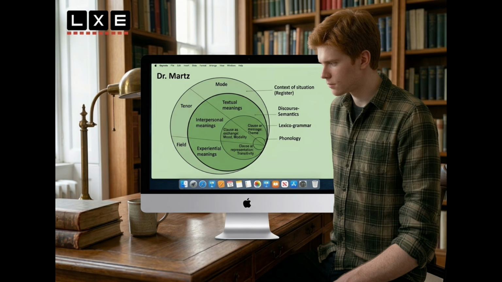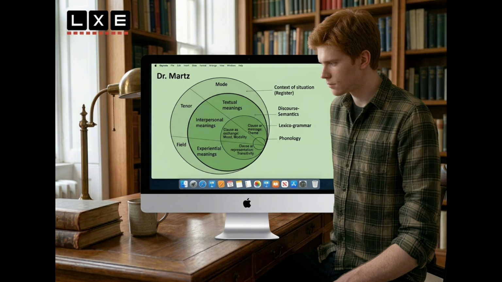The second variable is tenor. Tenor is about the relationship between the people communicating. Are you talking to a friend or a professor? Are you being formal or informal? Is there power involved, like a student and a teacher, or a boss and an employee? That relationship changes your language fundamentally, and tenor captures that.